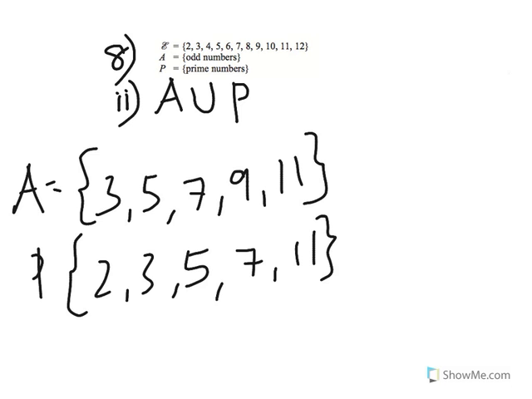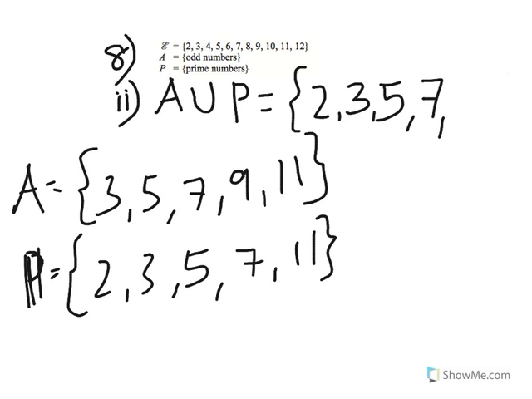Now A union P just means all the possible numbers that are possible in A as well as P. So if you look, those numbers are actually 2 is a possibility in either set, 3 is a possibility in either set, 5 is a possibility in either set, 7 is a possibility in either set, 9 is a possibility in either set, and 11 is a possibility in either set. So those are all the numbers in A union P.